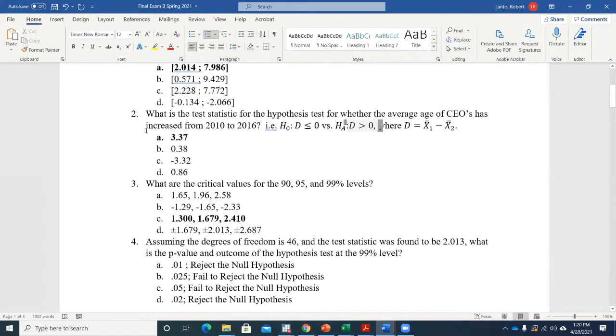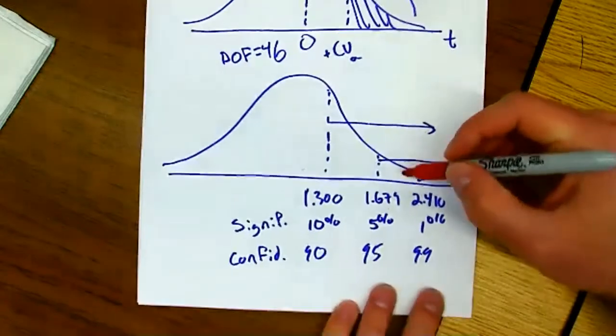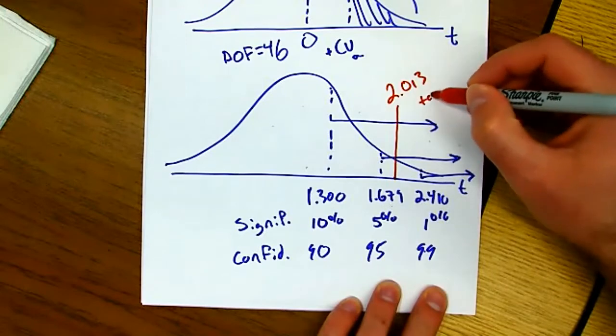Right? Now, if I start asking you to make rejection decisions, well, if you got the test statistic wrong, or if you got the critical values wrong, you might not get the rejection decisions correctly. So in this question, you can do it multiple ways. The next question asks you, okay, assume the test statistic was 2.013. So now I'm giving you an assumed test statistic. What's the p-value and outcome of the hypothesis test? Now, if you were pretty confident with your critical values, you could say, well, look, if I take this test statistic, 2.013, it's about right here.